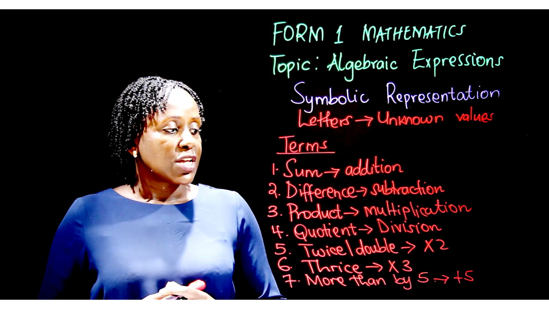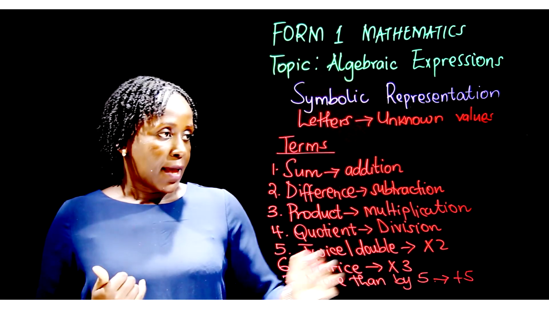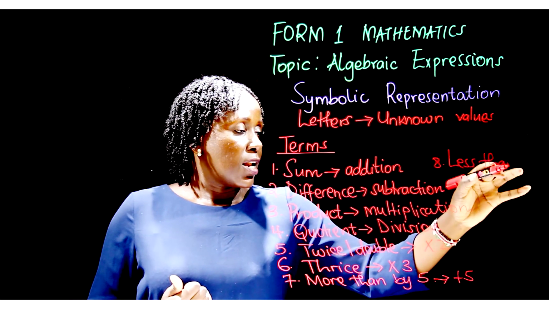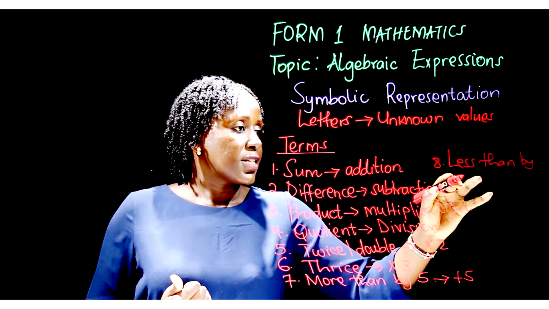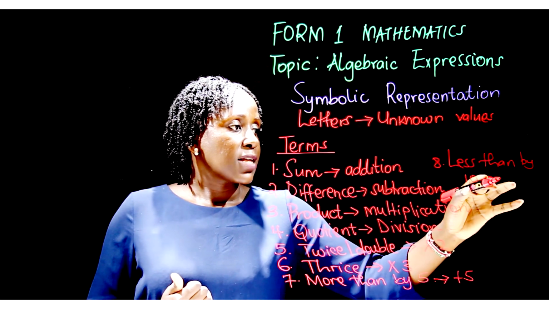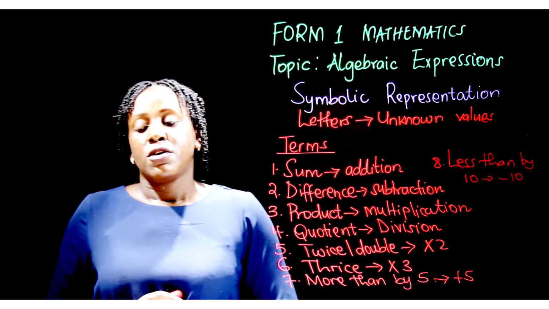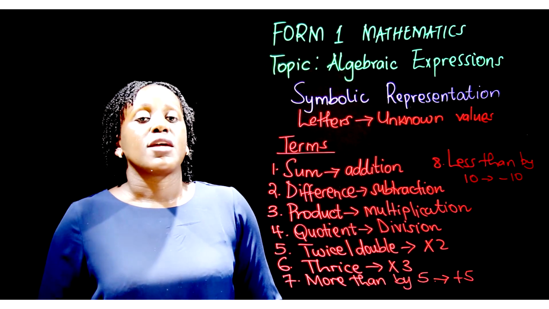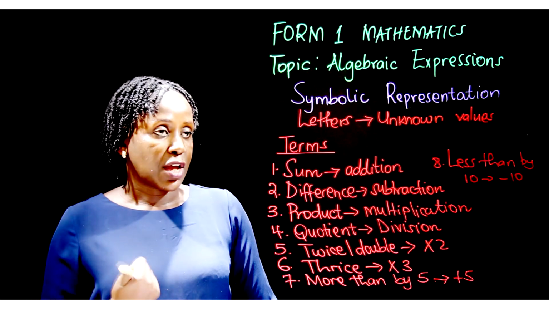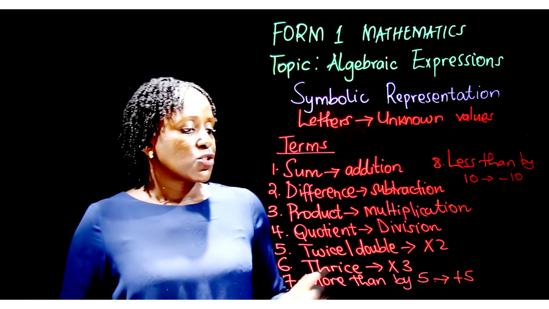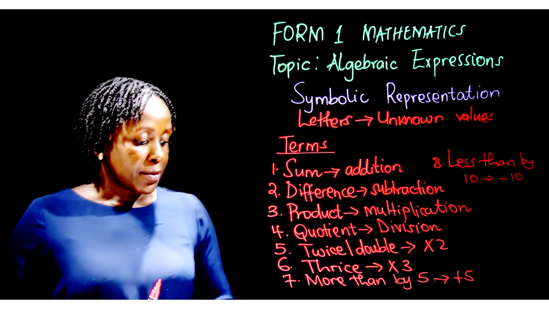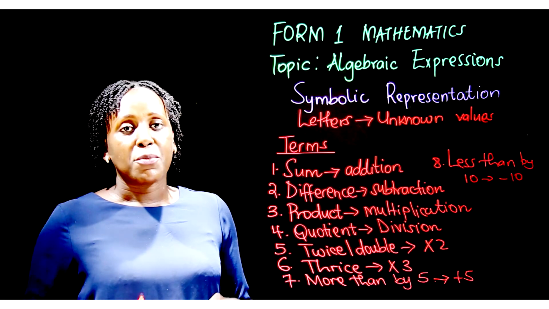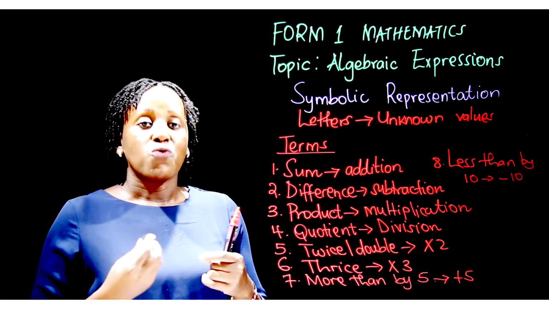And then the opposite of this will be less than by. So less than by, let's say, 10, implies minus 10. If your age is less than mine by 10, then you take my age minus 10 to get yours. It is very important to know what each of these terms mean, because you will come across them when coming up with symbolic representations of word problems.